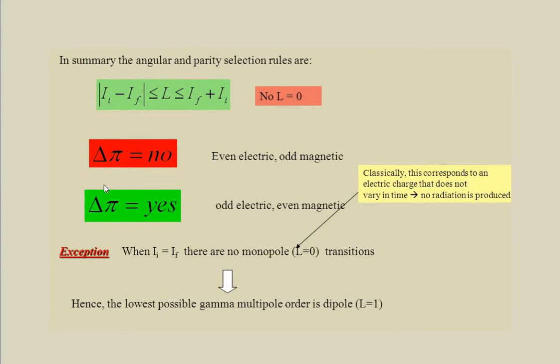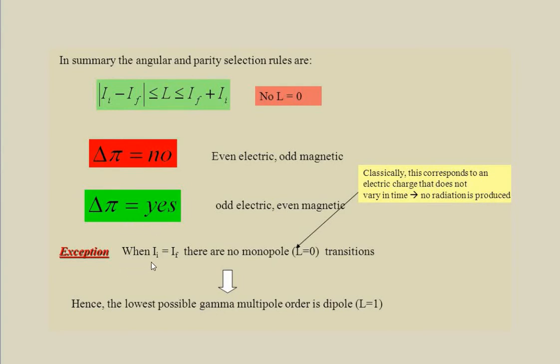If there is a change in parity between initial and final nucleus, that is delta pi is yes, then in order to compensate that, there should be an odd parity for this radiation. So odd electric multipole radiation is possible. Similarly, even magnetic multipole radiation is also possible. So these are the conditions if there is a change in parity.